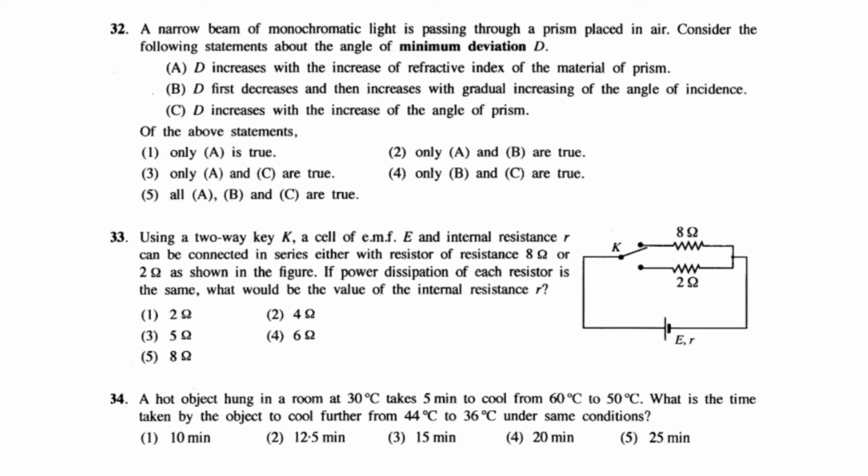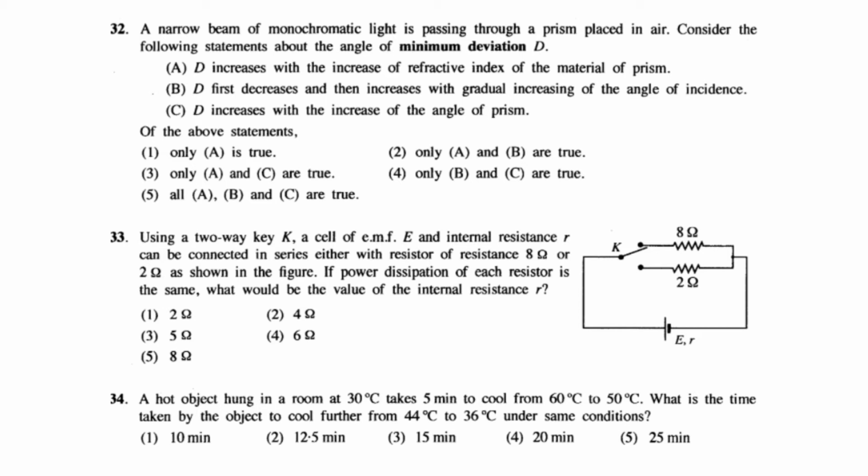B. D first decreases and then increases with gradual increasing of the angle of incidence. Remember the graph of angle of deviation and angle of incidence. It is a concave curve with a minimum value. That minimum value is the angle of minimum deviation. It is a constant in that context. Only the angle of deviation decreases and increases with the increase of the angle of incidence. B is not right.